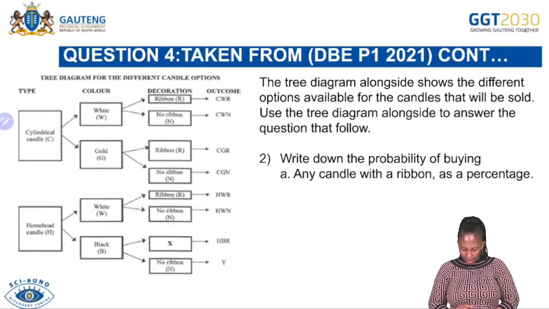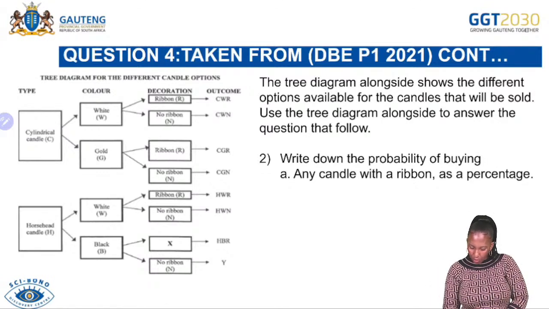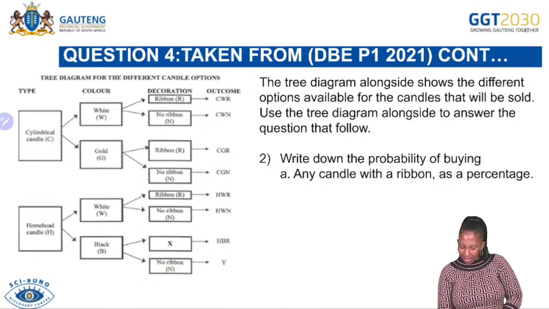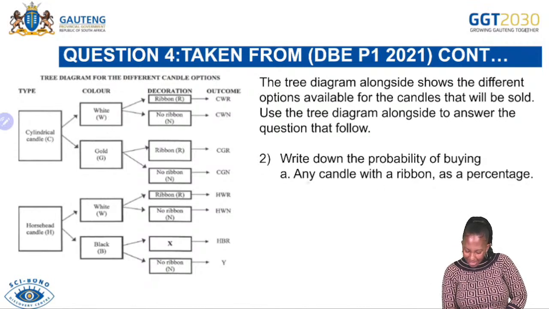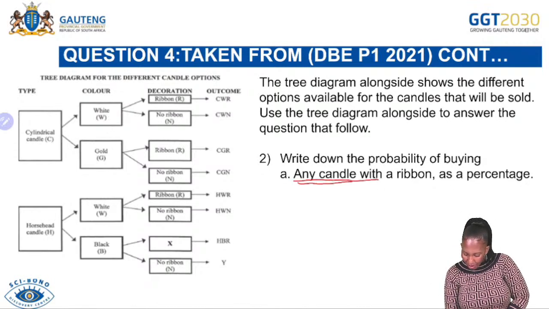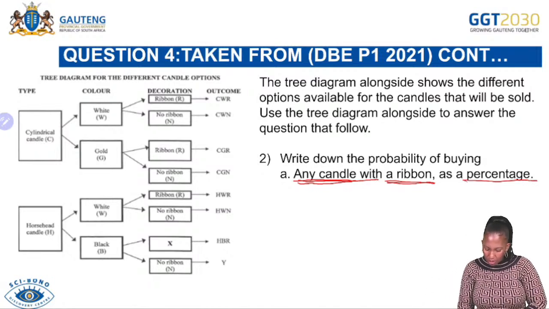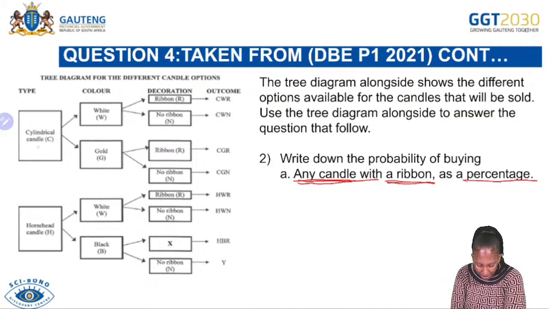Let's have a look at this one. A tree diagram alongside shows the different options available for the candles that will be sold. Use the tree diagram alongside to answer the questions that follow. Number one: write down the probability of buying any candle with a ribbon as a percentage. Any candle, so irrespective, with a ribbon, as a percentage. Now you go back to your tree diagram. We said we have a cylindrical candle and a horse head candle. Now with a ribbon, how many?